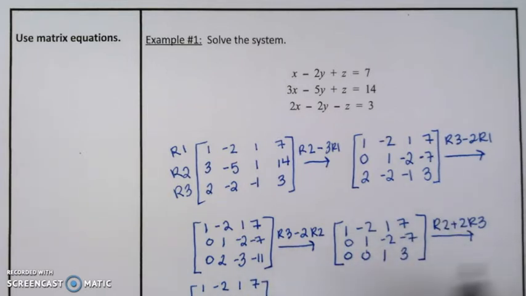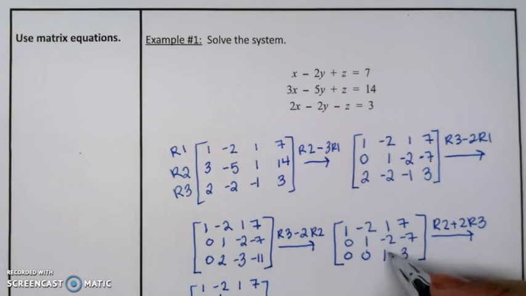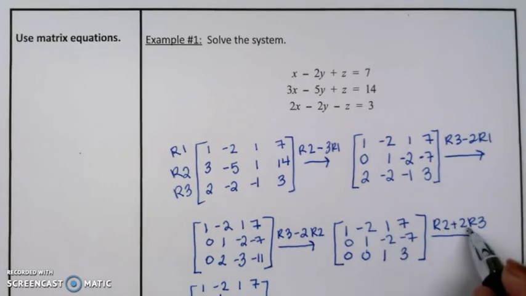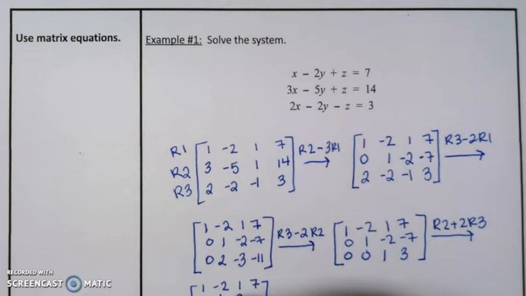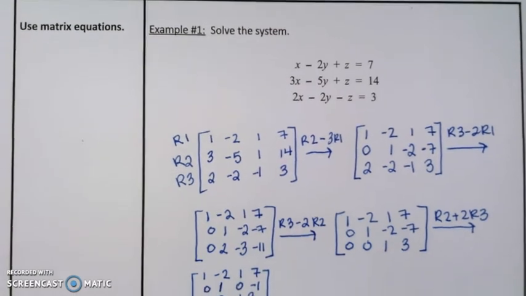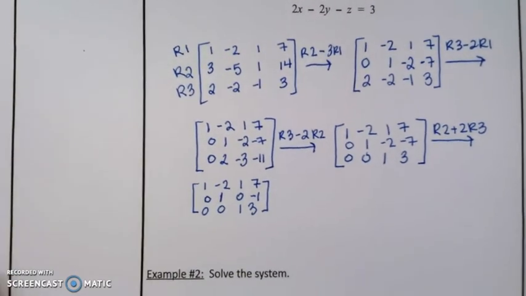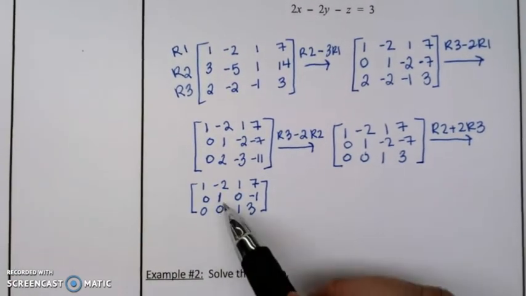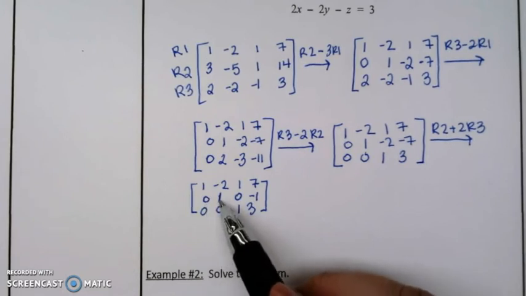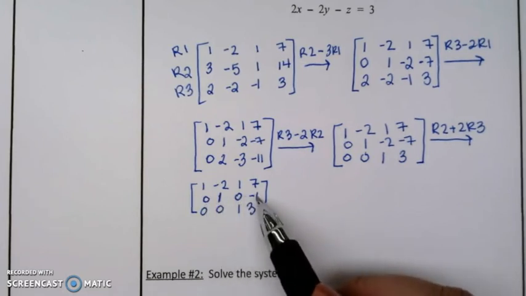I'm only changing the second row. So 0 and 0 gives me 0. 1 and 0 gives me 1. Negative 2 plus 2 gives me 0. Negative 7 plus 6 gives me negative 1. All right. Oh, I'm off screen. I'm sorry. There we go. So the second row is now 0, 1, 0, negative 1.